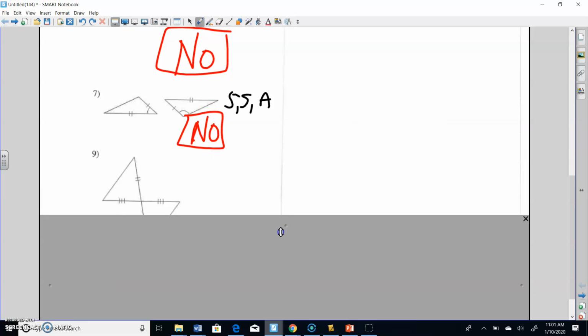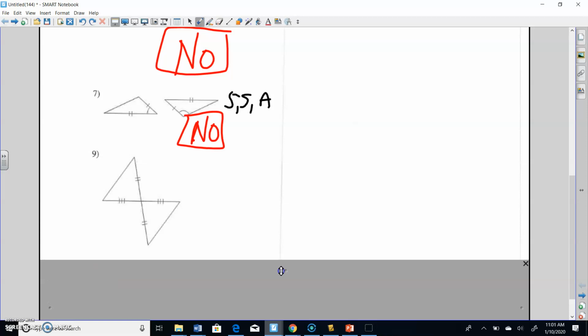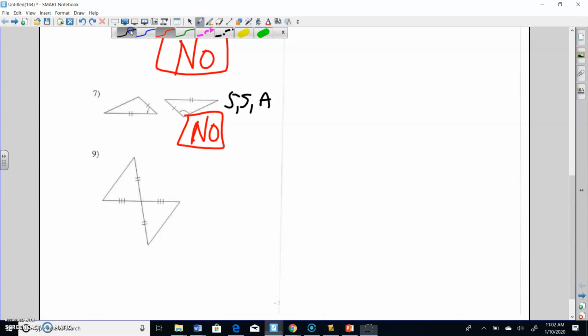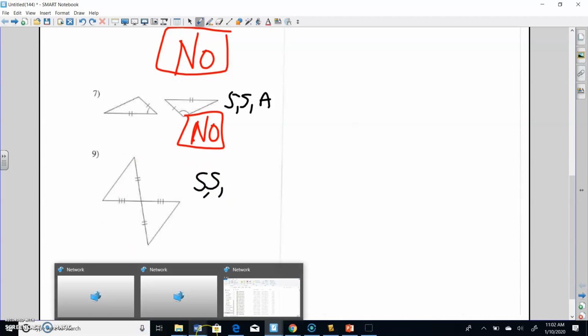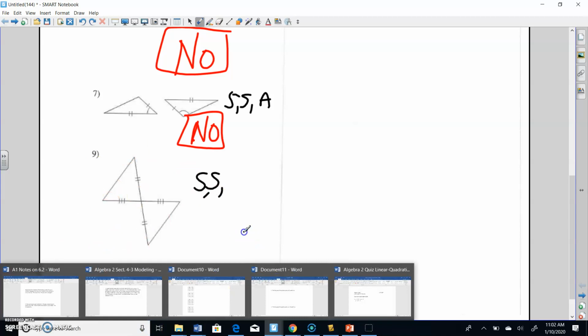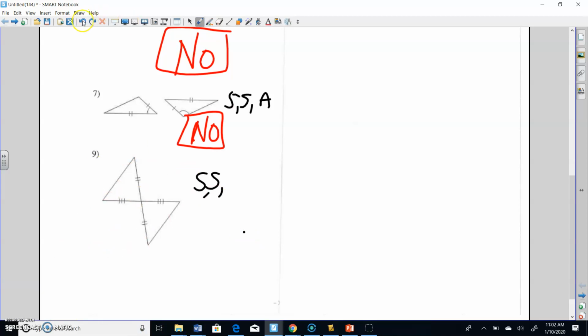All right, number 9, and then we'll go do our evens, 2, 4, 6, 8, and 10. So we have two pairs of sides that are congruent. That's obvious, right? So is there anything that we can conclude about these two triangles?